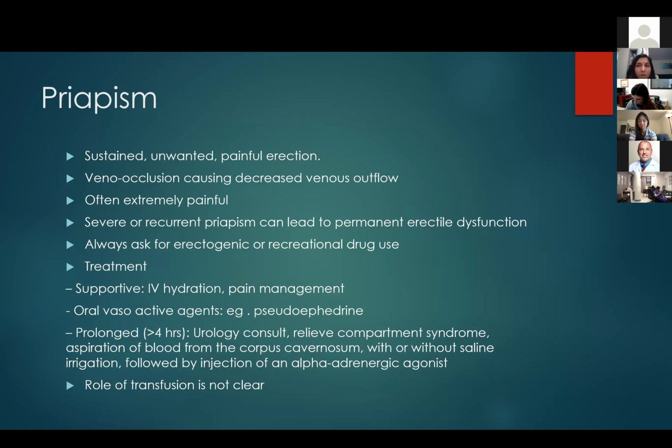But if it's prolonged more than 4 hours, then you have to call urology, because at that point, it's considered like a compartment syndrome, and they're at risk of permanent erectile dysfunction. What they would usually do is aspirate the blood from the corpus cavernosum with or without irrigation, and then you inject an alpha agonist. There is no clear evidence about transfusing these patients, so I won't talk about that.